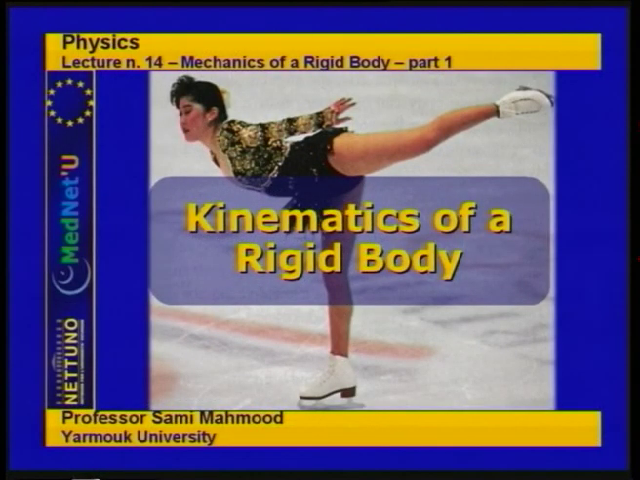In the beginning, we will be discussing the kinematics of a rigid body, which is the description of the motion of a rigid body, since the rigid body, as we mentioned, can be translating and can be rotating at the same time, as we have seen for this dancer in this slide.